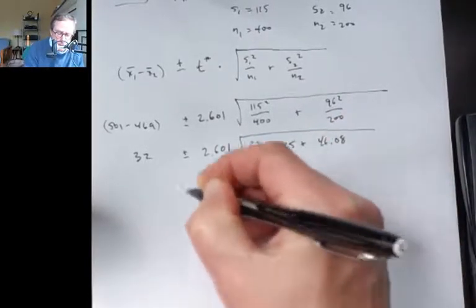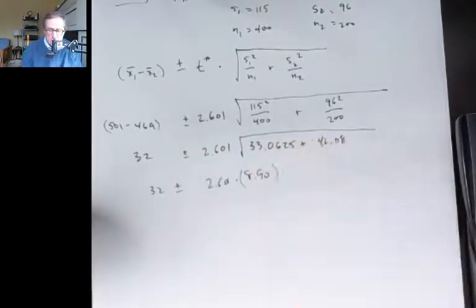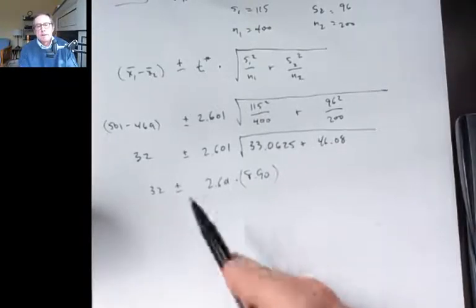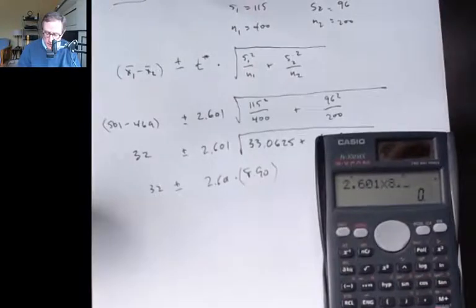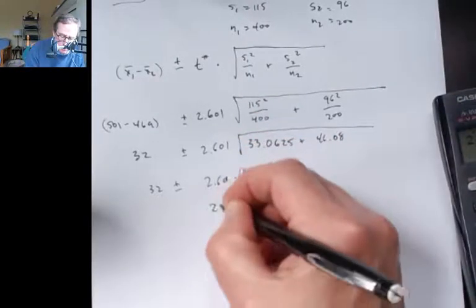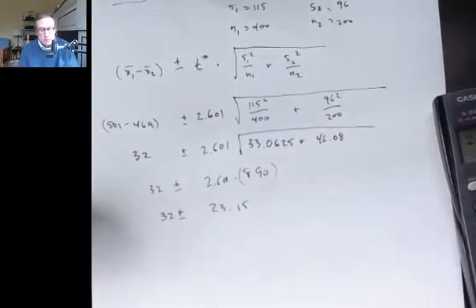2.601, 32, and a plus and minus. 2.601, I'm sorry about my handwriting. Punch it out. 2.601 times 8.90 equals 23.14. That's actually 23.15 when you round. 23.15, 32 plus and minus.